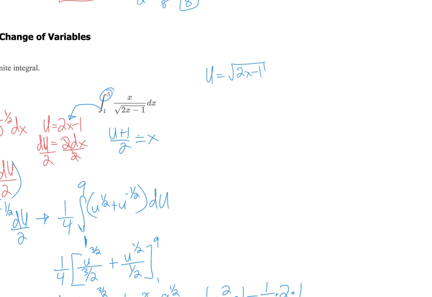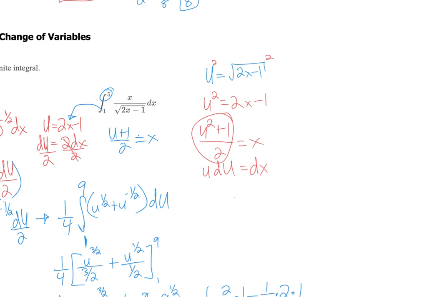Change colors here so you can see. We're going to square both sides. So u squared equals 2x minus 1. So u squared plus 1 over 2 equals x. And then I'm going to find dx here to substitute it back in. So what's the derivative of this? That will be u du, because it would be 2u, but that's divided by the 2. This part goes to 0.